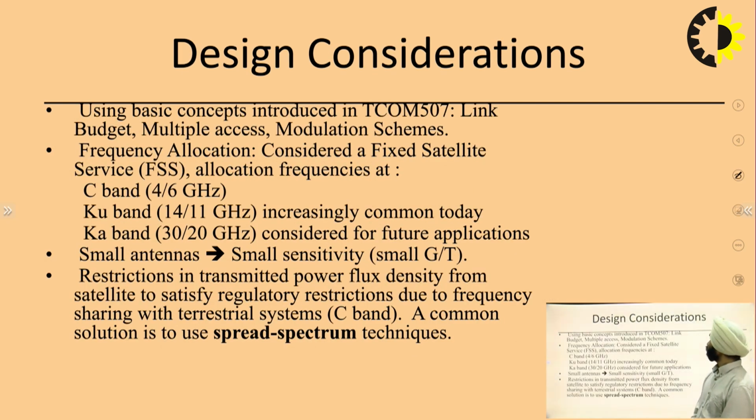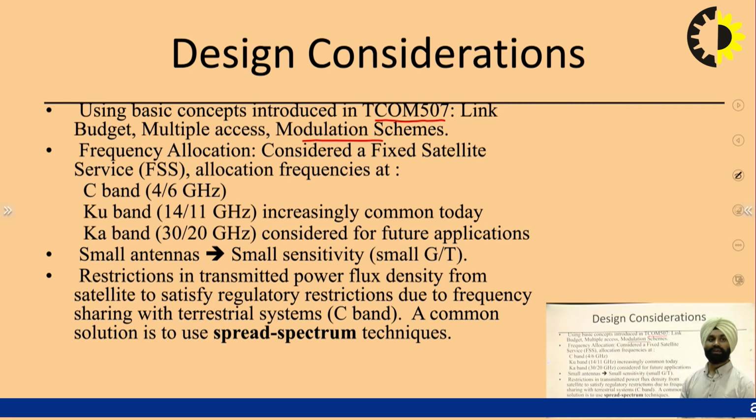Basically, the design consideration for the VSAT is, if we use a TCOM 507, this creates a link budget, multiple access as well as modulation scheme for the VSAT. Then we have some frequency allocation considerations. For example, for the fixed satellite services, frequencies are allocated like C band, which is 4 by 6 gigahertz, then Ku band 14 by 11 gigahertz, and then Ka band, which is 30 by 20 gigahertz, and is commonly used.